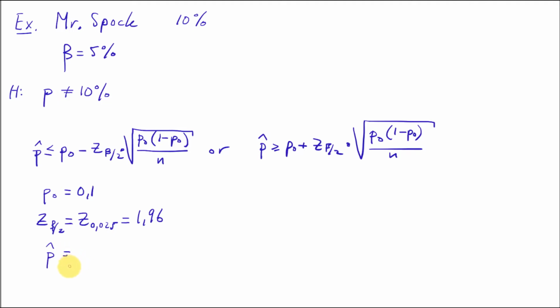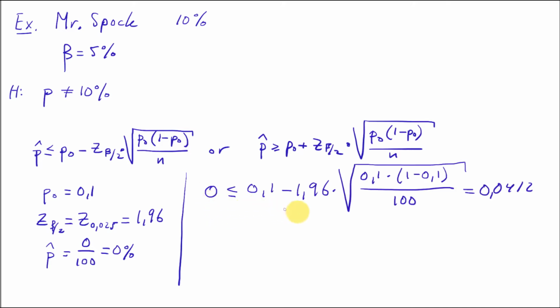His estimate based on his observation was that 0 out of 100 planets, 0%, contain life. Then if you first check this one, for example, we get this inequality here, and the right hand side is equal to this. And this is true. So that means that one of these is true, so we don't need to check the other one. Therefore he can conclude that p is not equal to 10% with a significance level of 5%. So with the significance level of 5%, there is not life on 10% of all the planets in the universe.